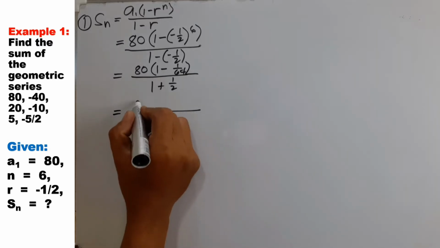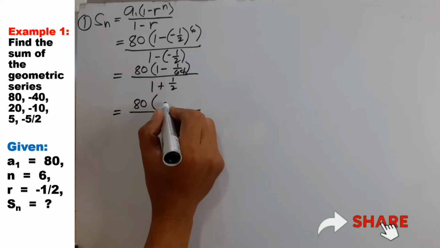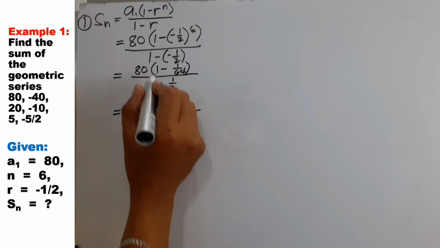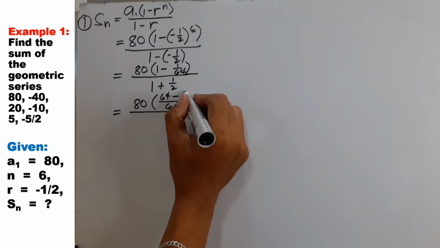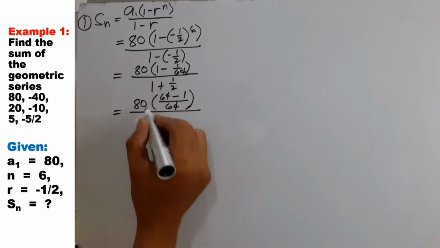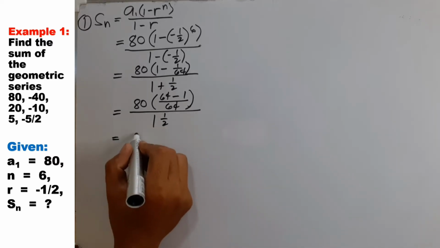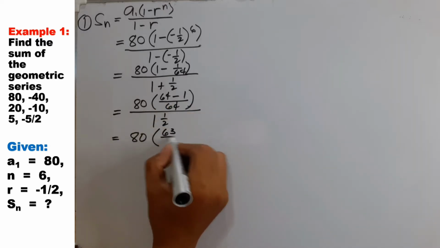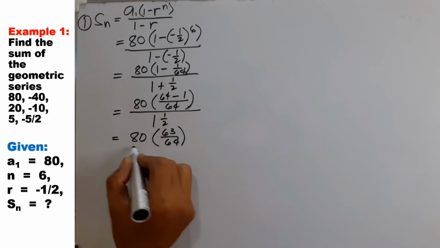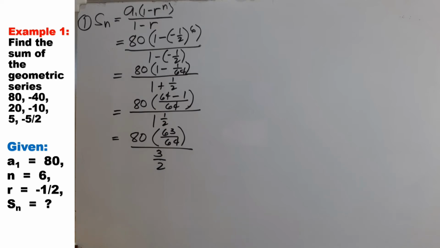Equals 80, 1 minus 1 over 64. 64 is our LCD. 64 times 1 is 64. 64 divided by 64 is 1, times 1 is 1, all over 1 and 1 half equals 80, 64 minus 1 is 63 over 64. 2 times 1 is 2, so we have 3 halves. If we rename, 1 and 1 half renamed is 3 halves.